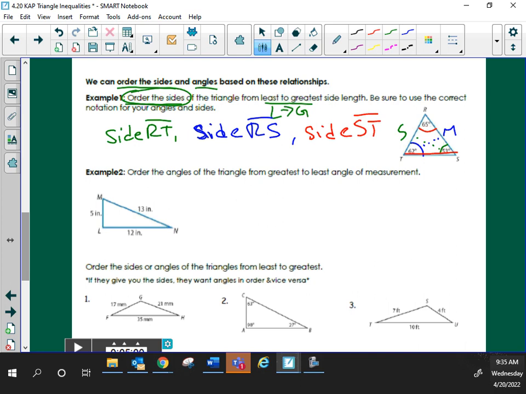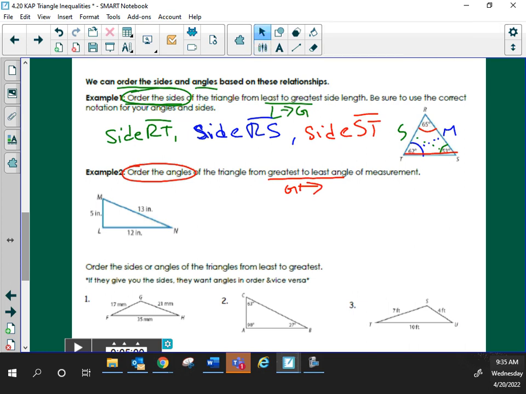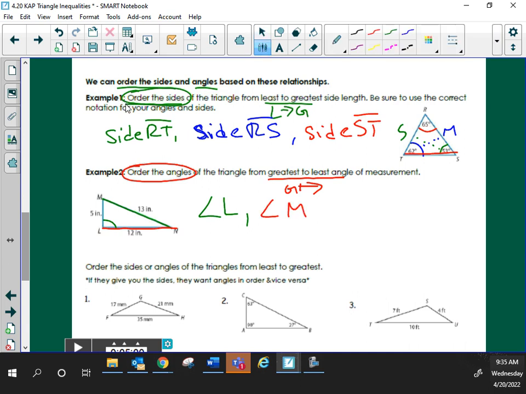On this next one, it tells me to order the angles, but it gives me the sides. This one we're also going greatest to least. So, which one's my greatest side? MN. What angle controls that? L. So that's going to be angle L. Next one would be LN, which is controlled by angle M. And then lastly, this side, which is controlled by the one opposite, angle N.